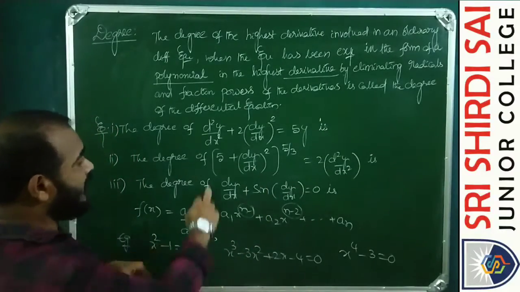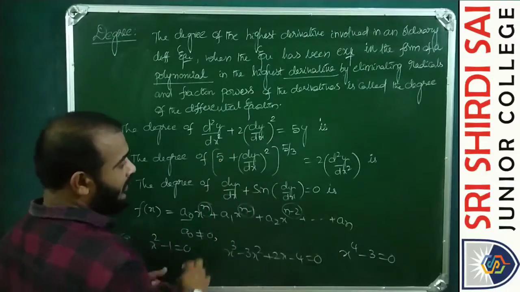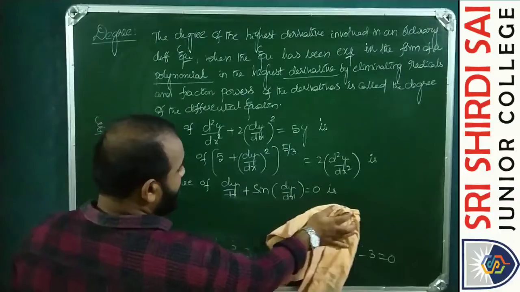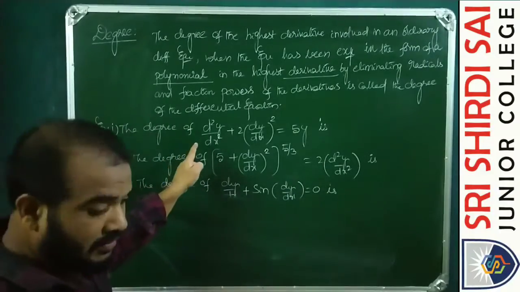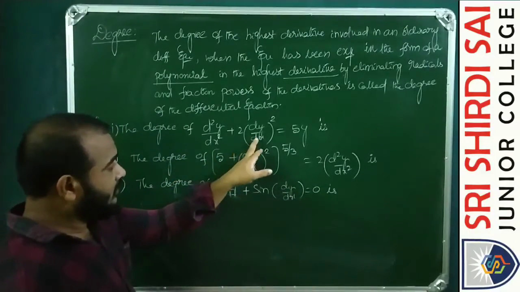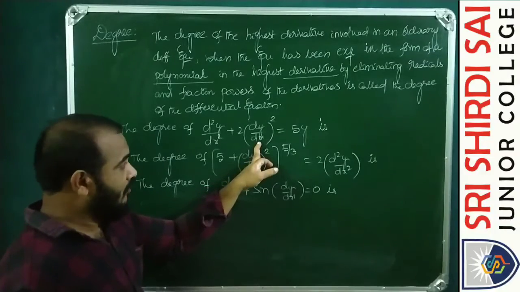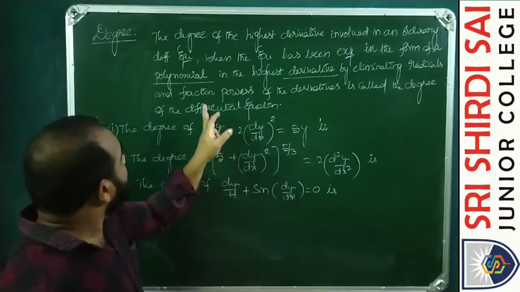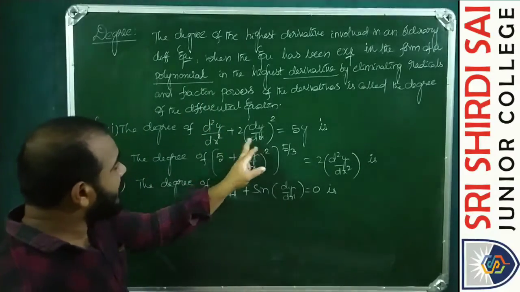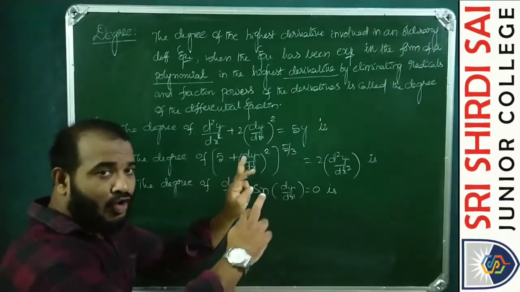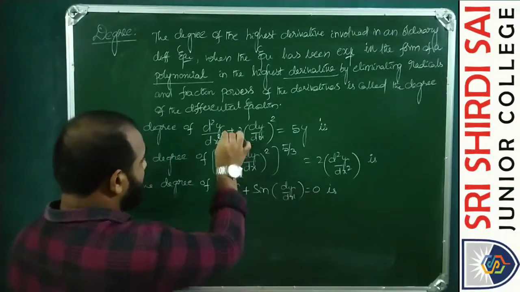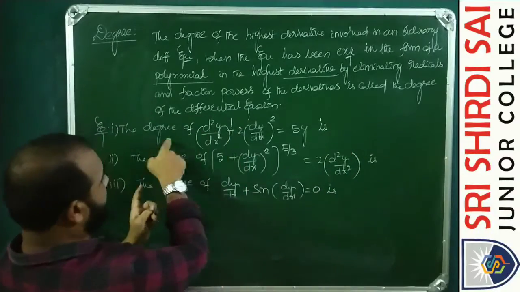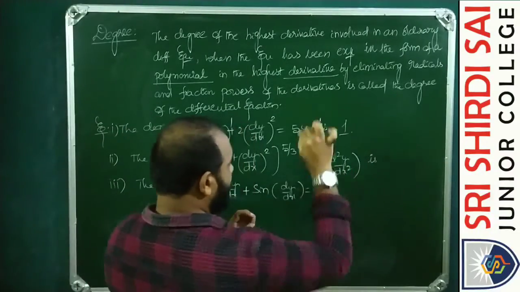Here, d square y by dx square plus 2 into dy by dx whole square plus 5y. If I take this example, what is the degree of this? This is the first order derivative. This is the second order derivative. Which is the highest derivative? Second order. The second order derivative's power, how much is this? 1. So therefore the degree of this is 1.